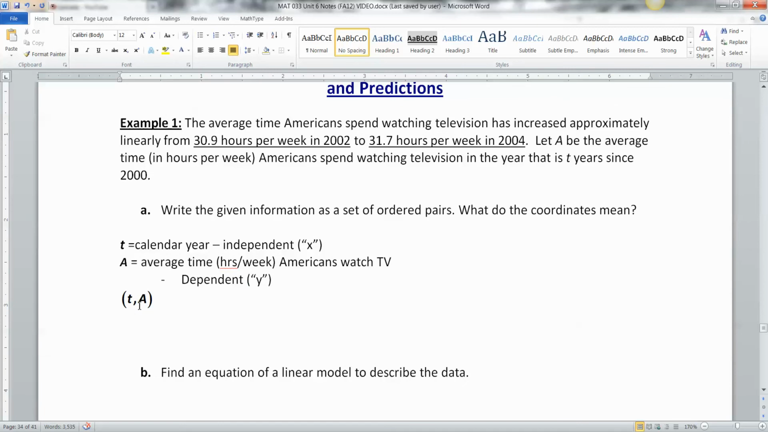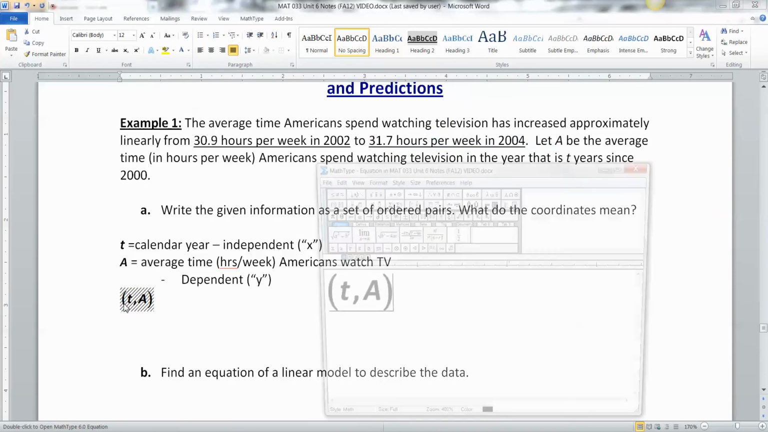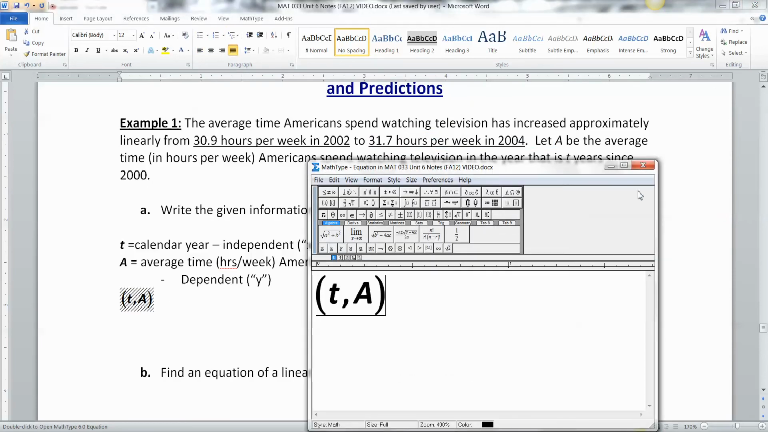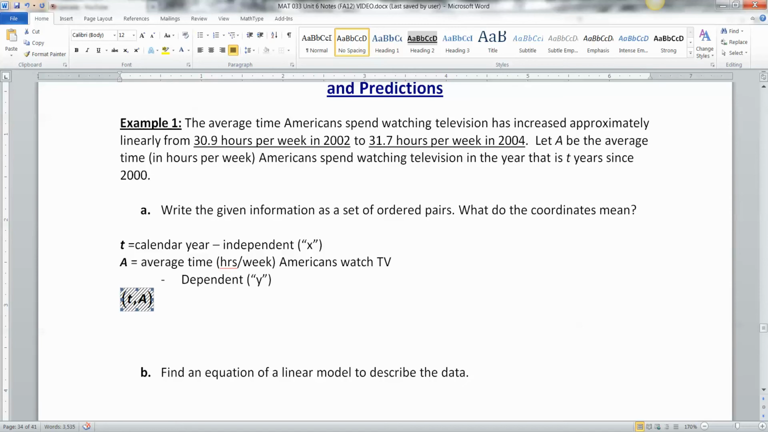Now, they asked us to set up two ordered pairs for the given information. It's two because there's two pieces of information here. So we've got T comes first, then A comes second. So we've got time, which is 2002. Oh, except we've got to be careful. I lied a little bit. It's years since 2000. It's calendar years, but since 2000, that's a big deal. Better underline that as well.